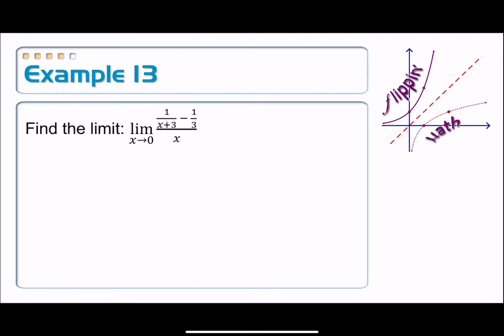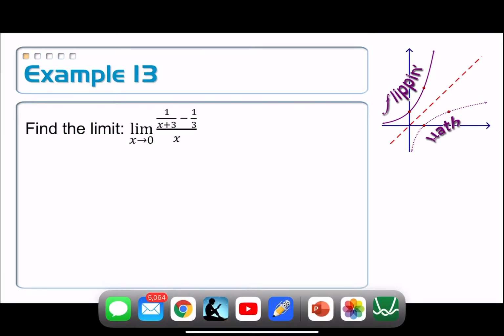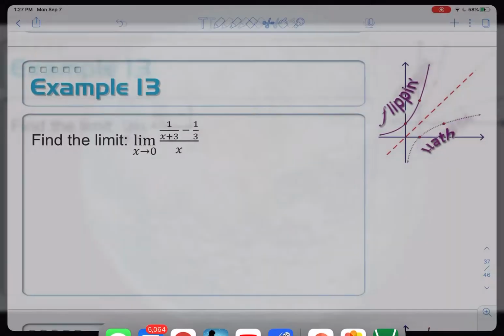On example 13, find the limit as x approaches 0 of a very scary looking complex fraction: 1 over x plus 3 minus 1/3, all of that divided by x. Just like we've seen in all the other examples, the very first thing that we always try is a direct substitution and see what happens. Whatever we get is going to help us figure out what we're supposed to do next for this particular limit.